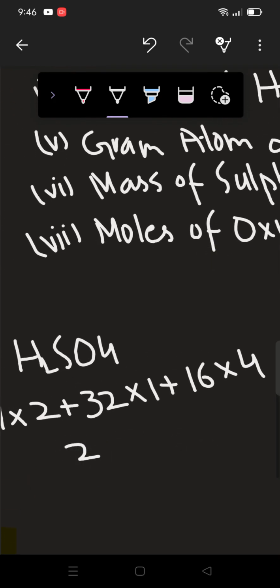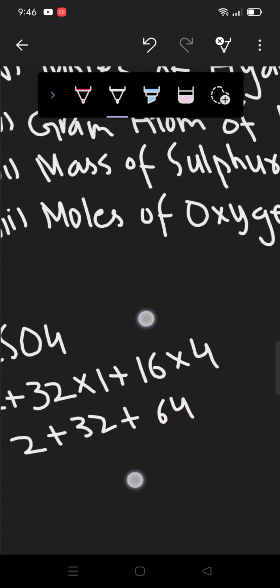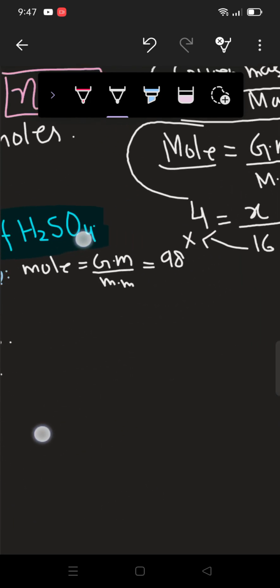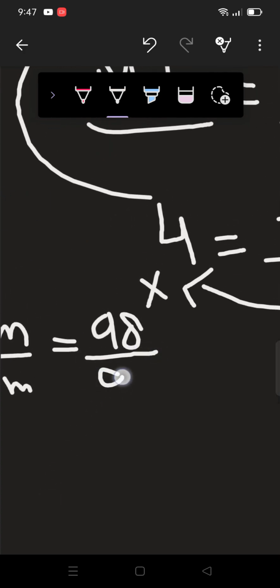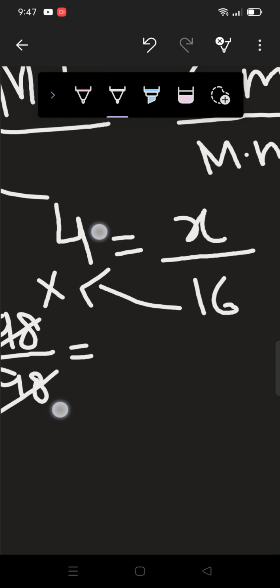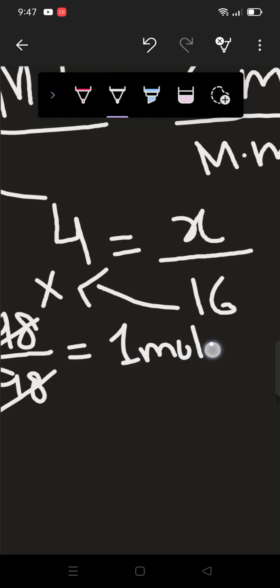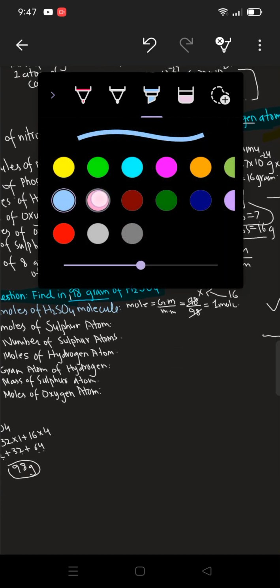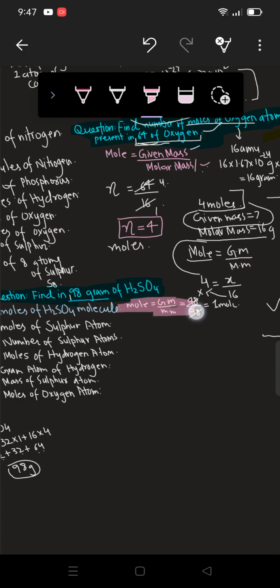Now 1 into 2 is 2, plus 32 ones is 32, plus 16 fours is 64. When we add 64 to 32 and 2, we get 98. So we have got the molar mass, right? The molar mass of H2SO4 is 98. When we divide this, 98 by 98 is 1 mole, and finally we have got the number of moles. So the number of moles present in 98 gram of H2SO4 molecule is 1 mole only.